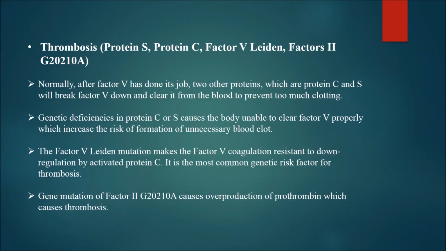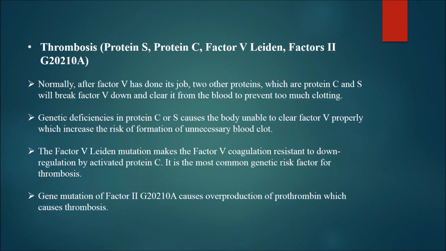G20210A. Normally, after factor V has done its job, two other proteins, protein C and S, break factor V down and clear it from the platelet to prevent too much clotting. Genetic deficiency in protein C or S leaves the blood unable to clear factor V properly, which increases the risk of formation of unnecessary blood clots.